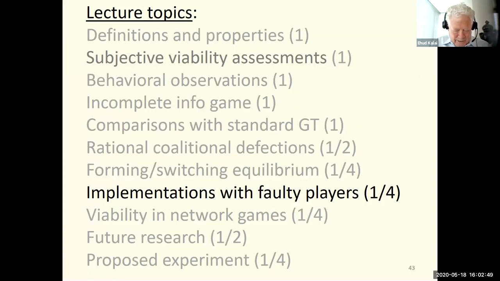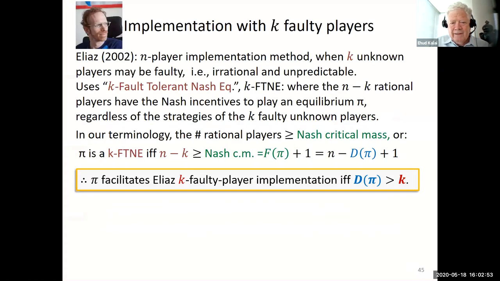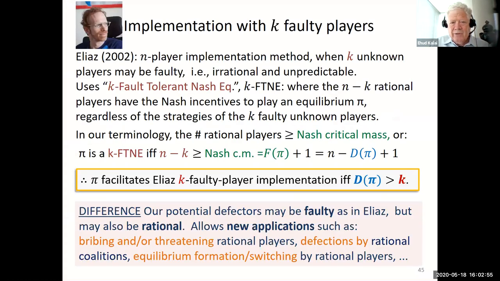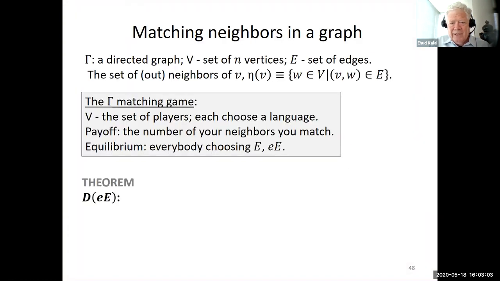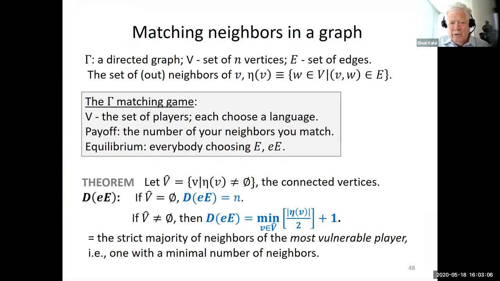Let me skip that. There is the analogy, the relationship to the implementation with K faulty players of Elias. I'll be happy to come back if anybody would like me to take the time. There are very easy ways to compute sustainability in graph matching games. Let me not go through that.